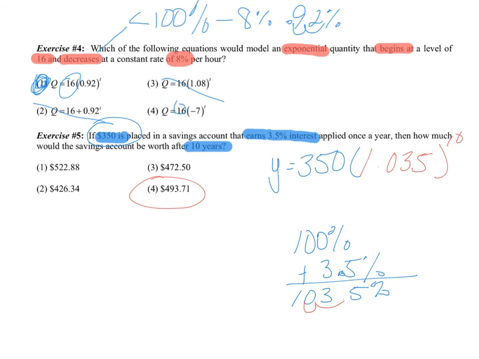$493.71. If you have any questions, please write them down in the lower right-hand box of your WSQ and bring them to class. We will be doing money practice with this on our worksheets.